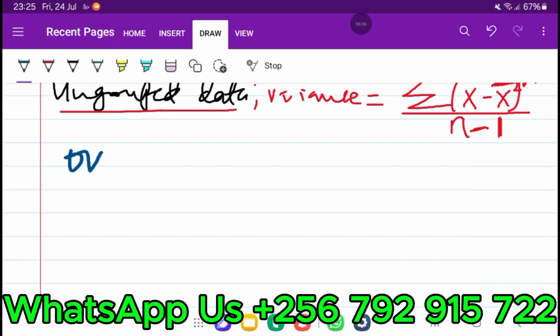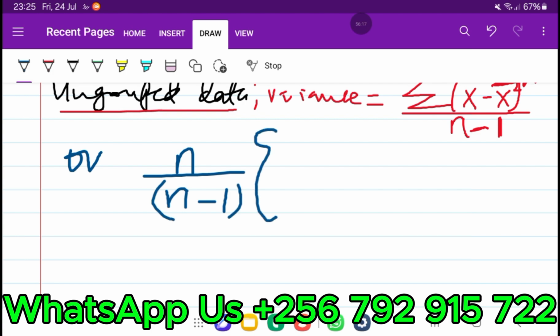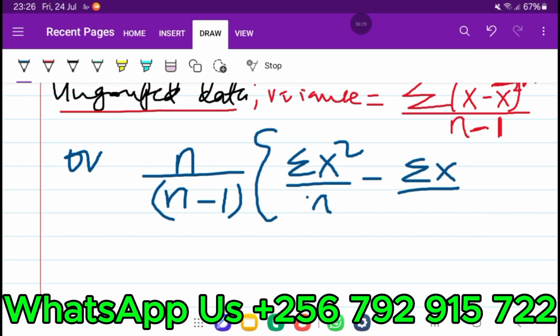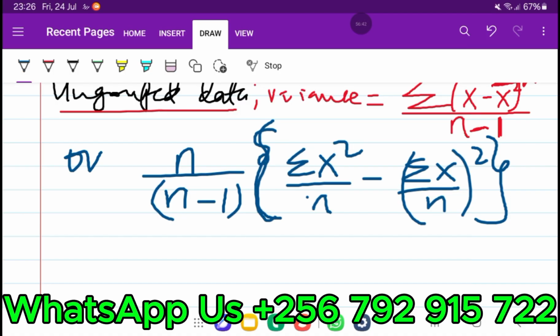or you can use n over n minus 1, then the whole of it, you are multiplying the whole of it, summation x squared over n minus summation x over n bracket squared. This will also give you the same answer.